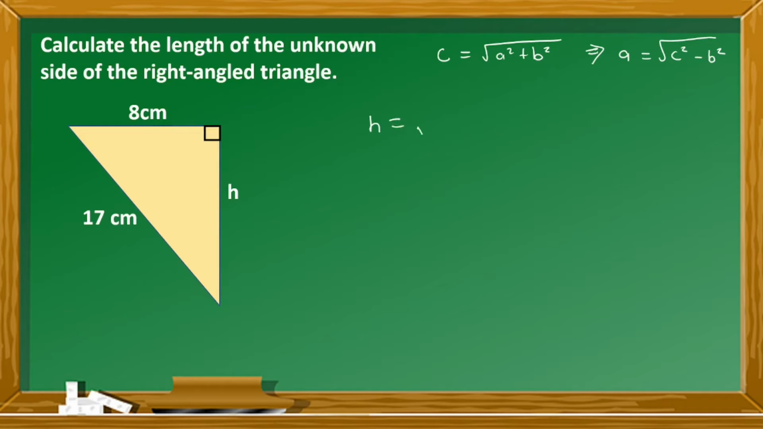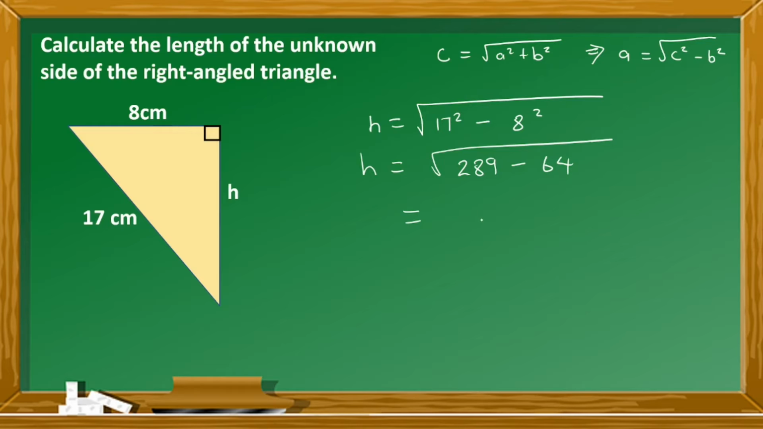So let's go ahead. H is equal to the square root of the hypotenuse, which is 17, so 17 squared, minus the short side, which is 8 squared. We're going to go ahead and do our simplification. 17 squared is equal to 289, and 8 squared is equal to 64. When we subtract 64 from 289, we get 225. So the square root of 225 is equal to 15. Therefore, H is equal to 15. And don't forget to put your units, so 15 centimeters.